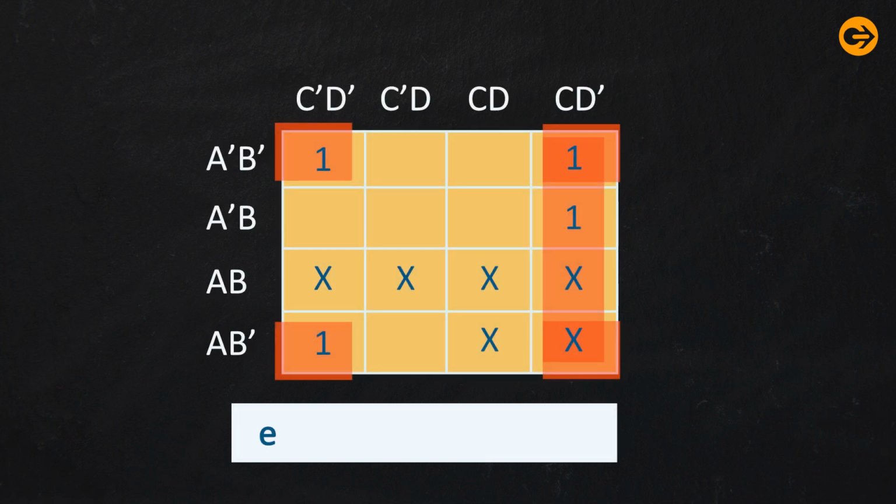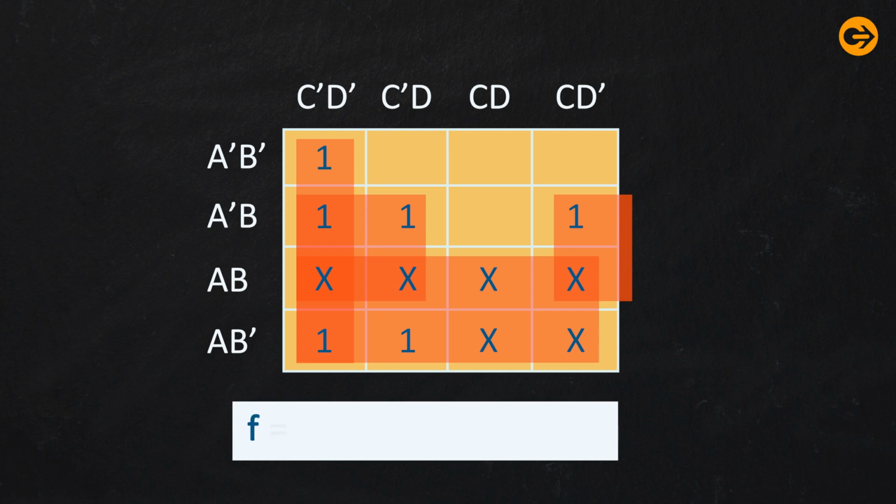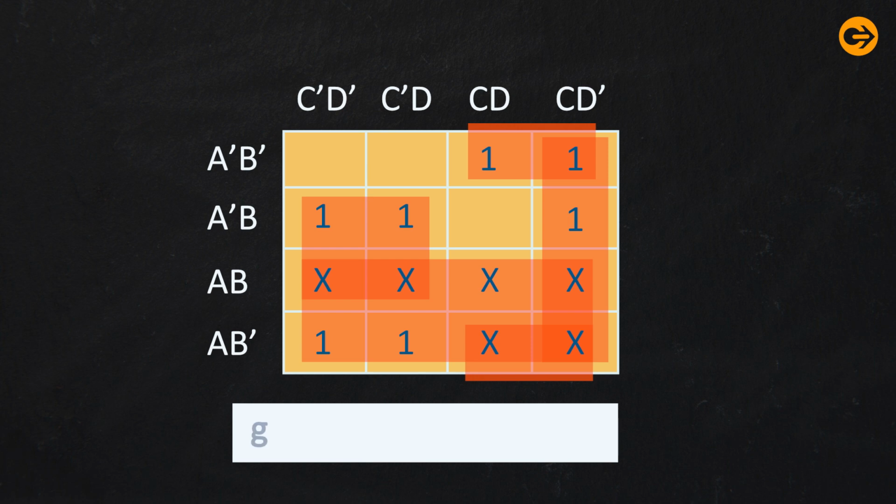E is equal to B0 D0 plus C D0. F is equal to A plus C0 D0 plus B C0 plus B D0. And G is equal to B0 C plus C D0 plus B C0 plus A.